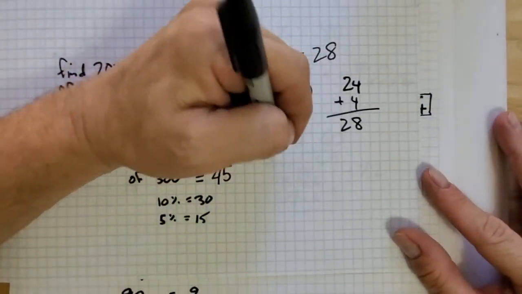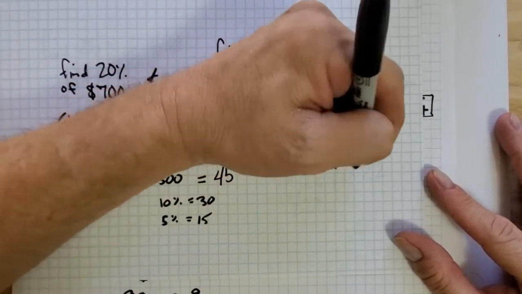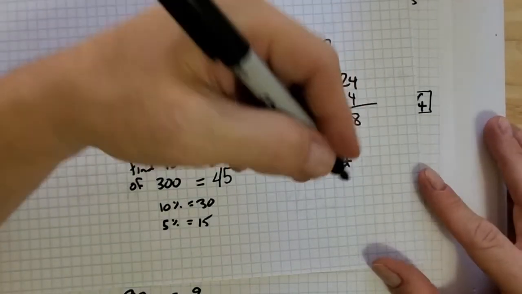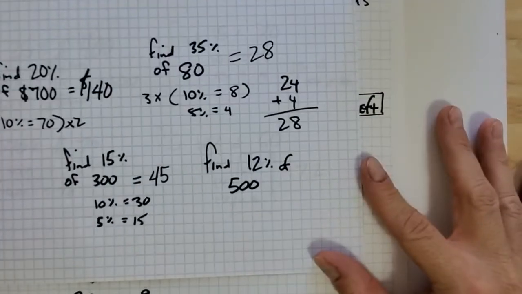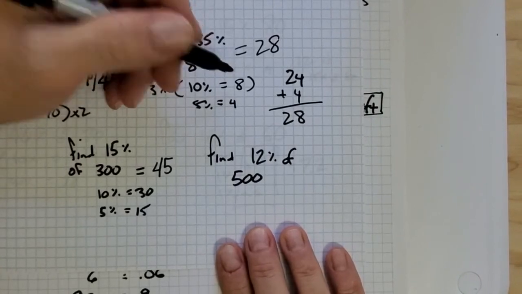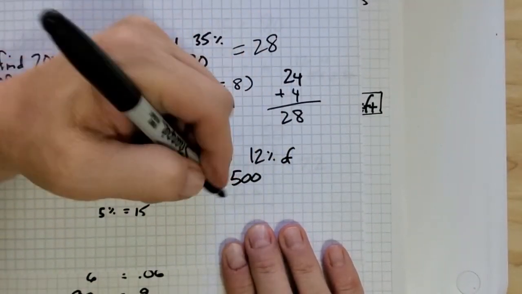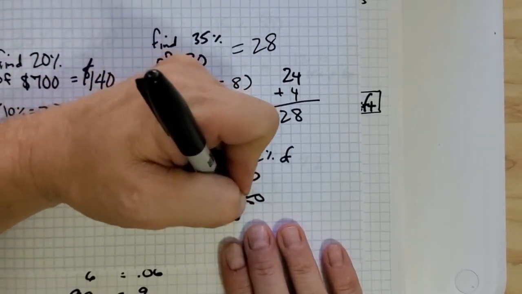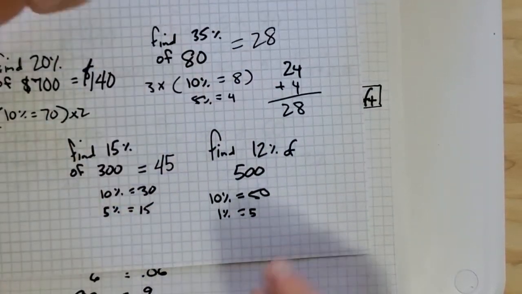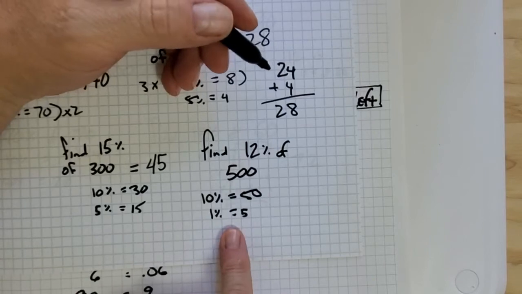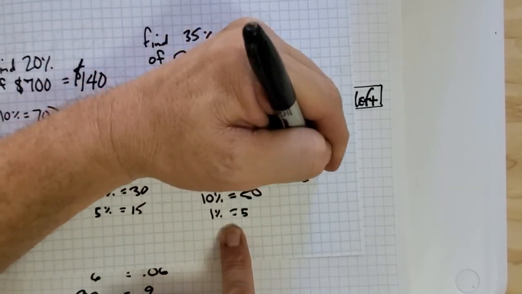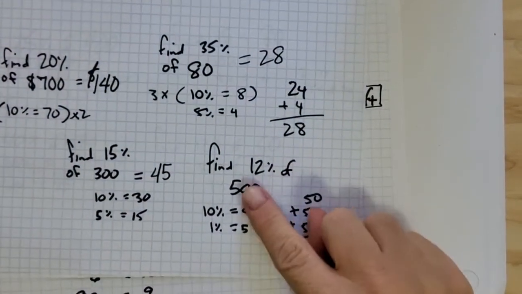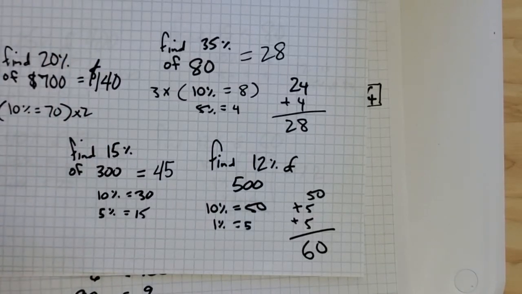Very good. Let's go another one. Let's go with find 12% of what? 500? Go ahead. Very good. First of all, maybe you'd find 10%, and that's going to be 50. Then you'd find 1%, which is 5. And then to come up with 12%, you're going to use the 10 and 2 of these. So that's 50, right? Plus 5 plus 5. It's going to be 60. 12% of 500 is 60. And that makes sense. Okay?